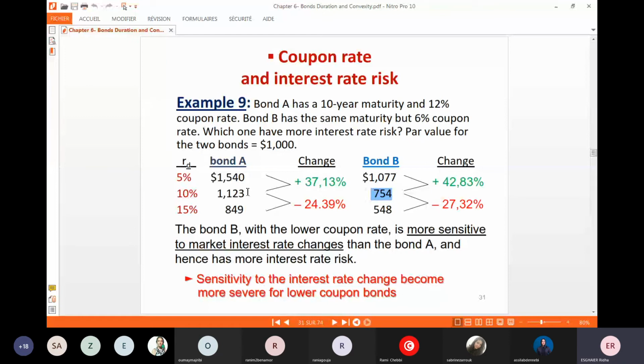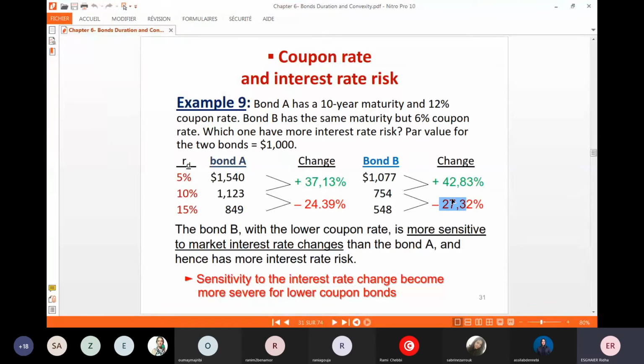The bond with a high coupon rate, which is A: the fluctuation of the market interest rates from 10 to 5% or from 10 to 15% gave us a 37% increase and a 24% decrease in price. And bond B, with a lower coupon, the variation in price is higher: 42% increase, 27% decrease. So what do we notice here? That bond B with the lower coupon rate is more sensitive to the market interest rate change than bond A.